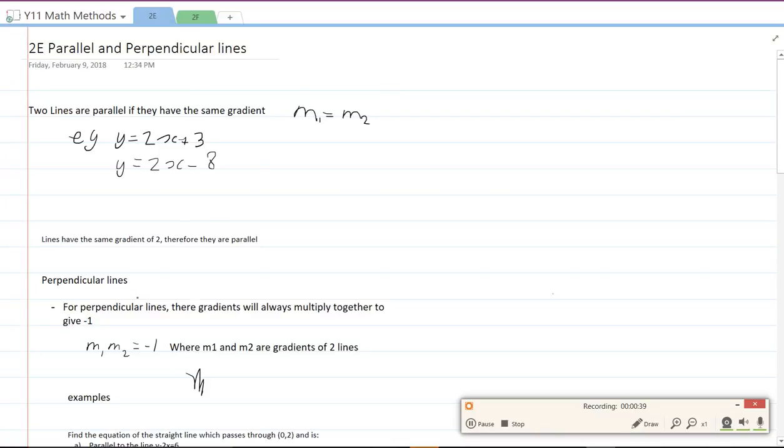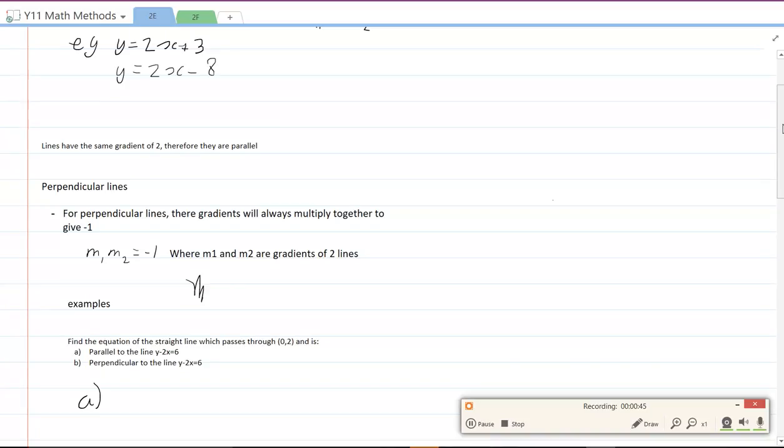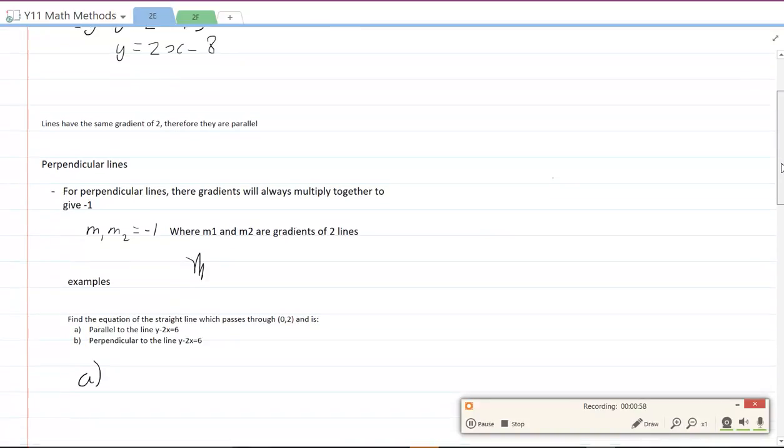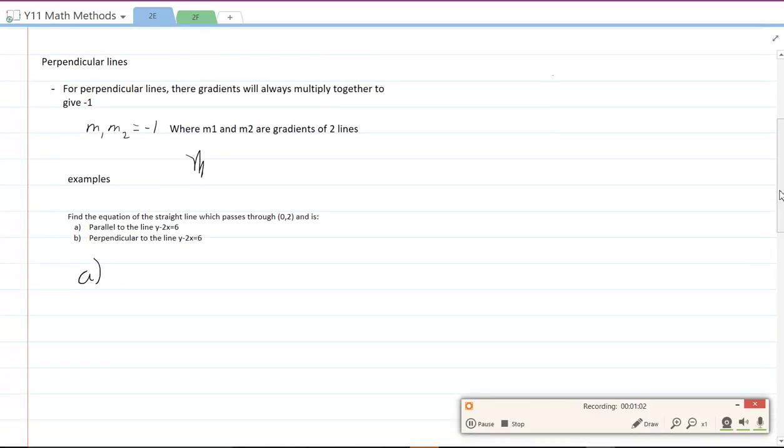Moving on to perpendicular lines, which is a bit more complicated. The rule for perpendicular lines is that if two lines are perpendicular, m1 multiplied by m2 will always equal -1, where m1 and m2 are the gradients of the two lines. That might be a bit unclear now, but if we go through a couple of examples, this will make a lot more sense.